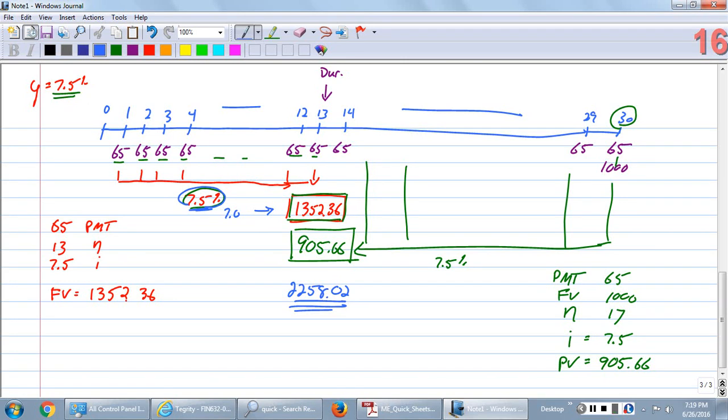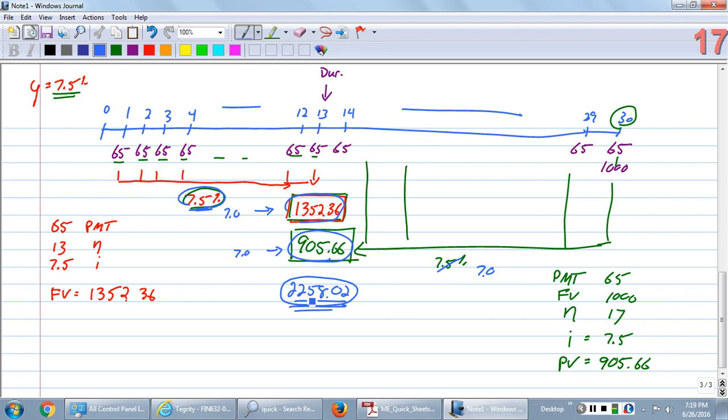However, if you discount these cash flows to solve for the bond at 7%, that is, if we discount the cash flows at 7 instead of 7.5, it's not going to be 905, it's going to be higher, because when interest rates go down, value goes up. All right? So if rates go down, we know this number is going to be less, this number is going to be more, but it's still going to add up to 2,258.